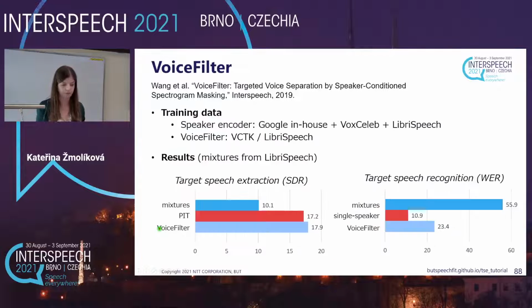the LSTM layer. Here you can see some results of VoiceFilter, both SDR results, which measure the quality of the extracted signal, and word error rates, which show the result of automatic speech recognition applied on the extracted signals. Here you can see that the quality of the signal after applying VoiceFilter is significantly better than the quality of the original mixtures. And also the speech recognition results are very significantly improved after applying VoiceFilter, from 55% word error rate to 23% word error rate.